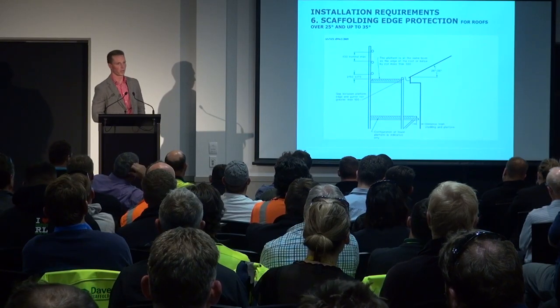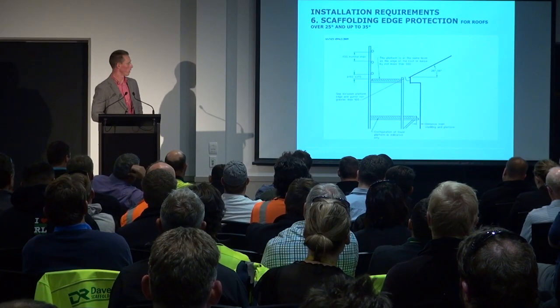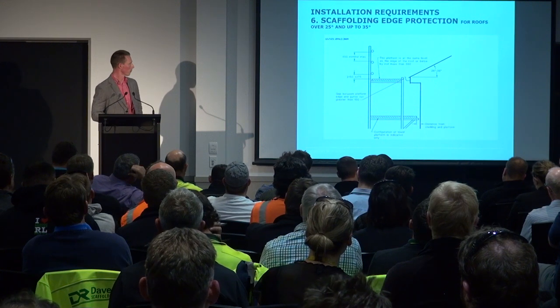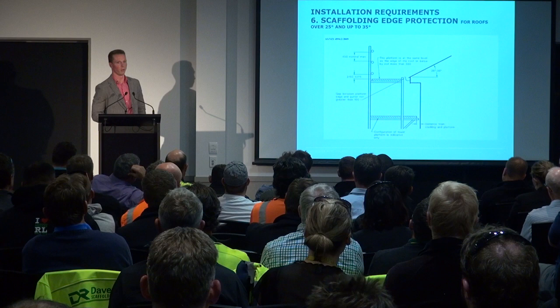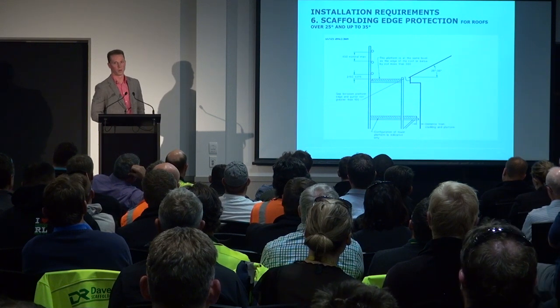You've got a platform, you've got 2 rails and the kickboard, or 3 rails. If there is a risk of falling materials from this platform down, obviously there will be a kickboard there rather than a rail. Particular attention to this gap, 100 mil, should be minimized.